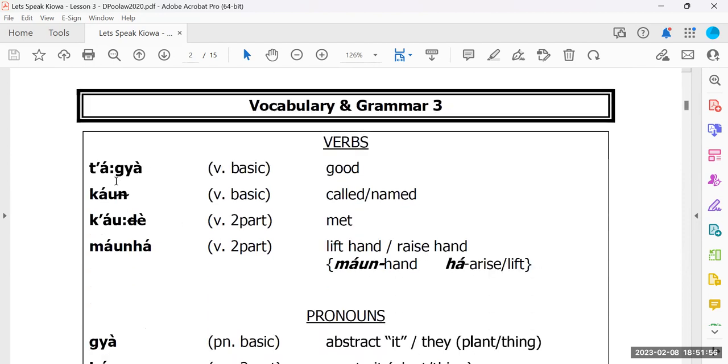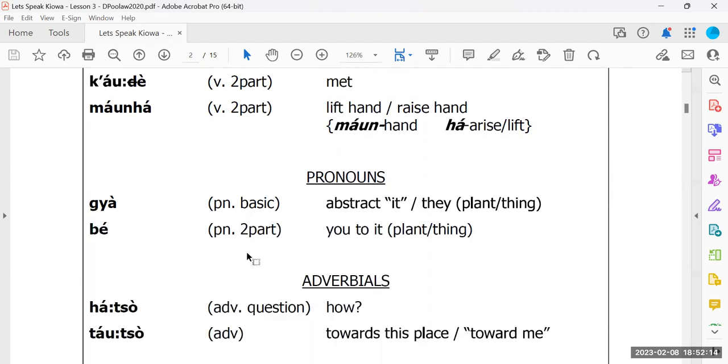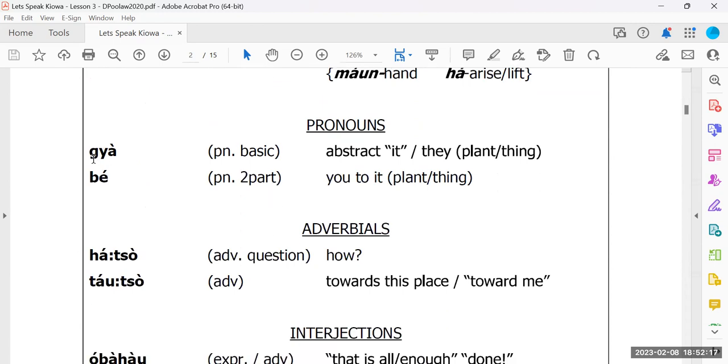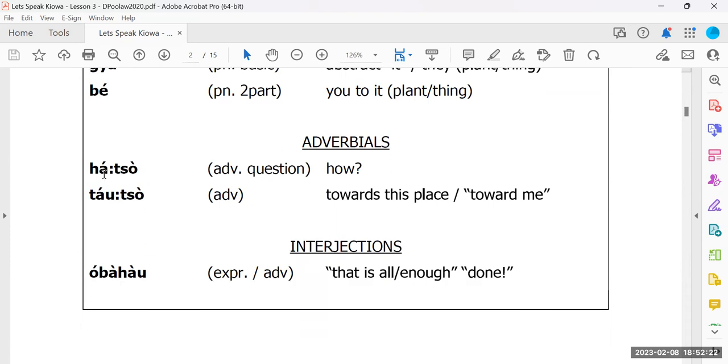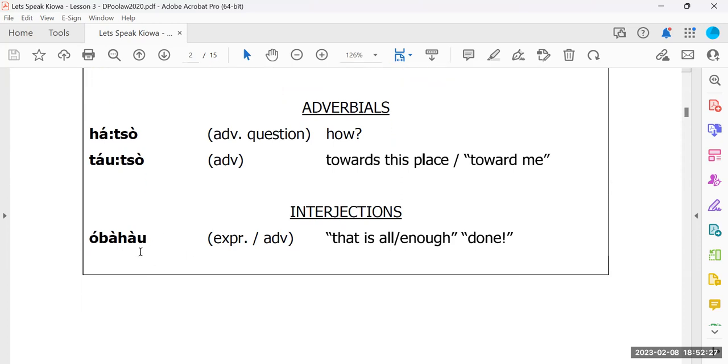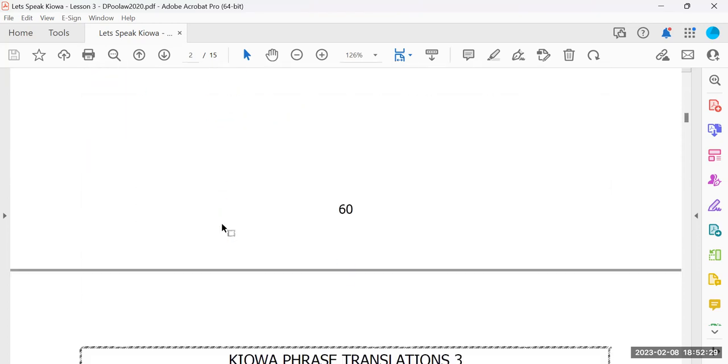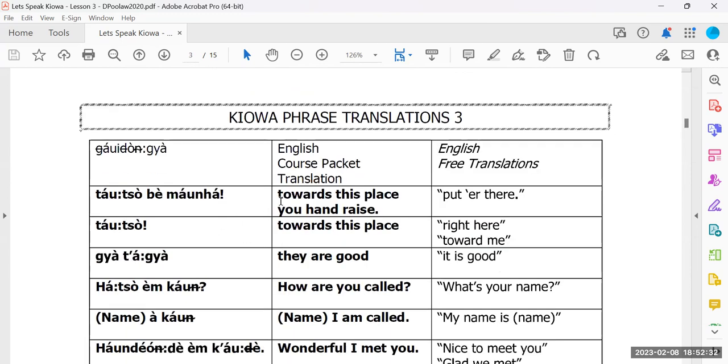So vocabulary and grammar, you have the definitions here. Agya is good. Kong is someone's name. A te is when you met someone. Mon ha, lift or raise your hand. And then your pronouns that we'll be working with are gya and be. And then adverbs, hotso, tatso, and then obaha. And then here's the translations.